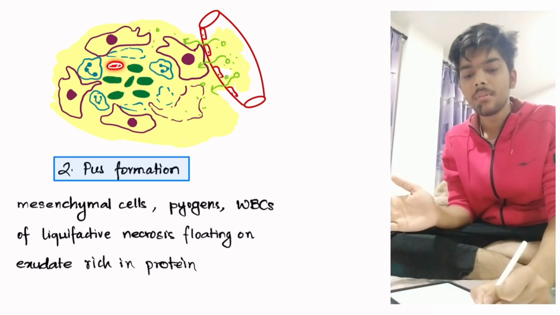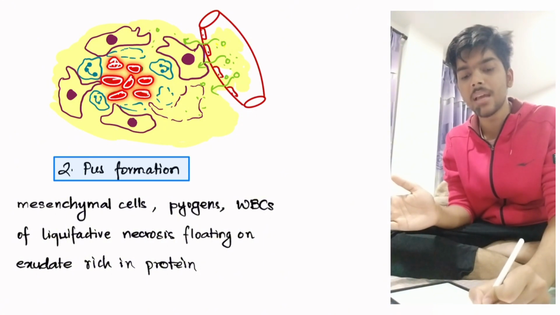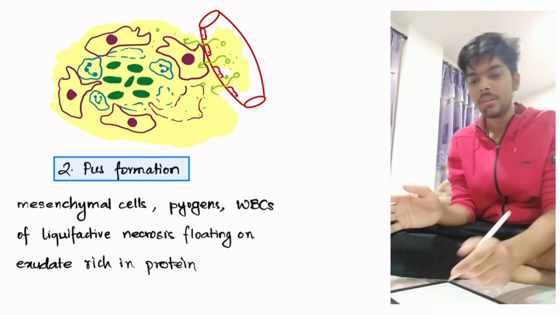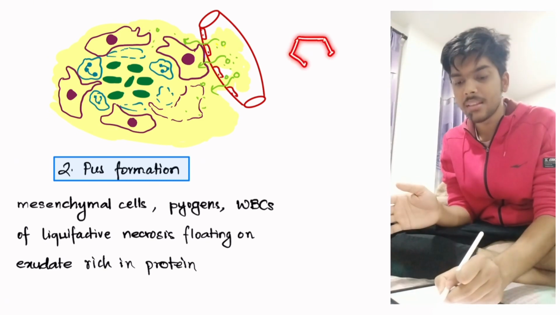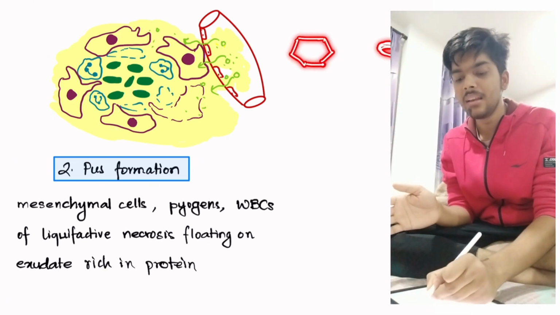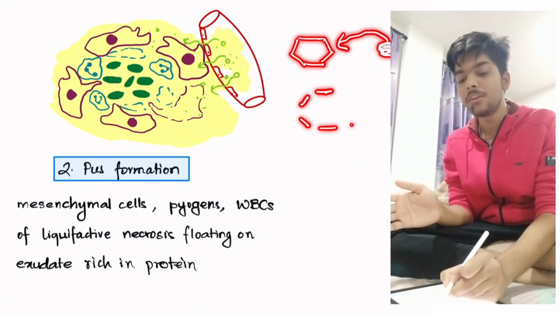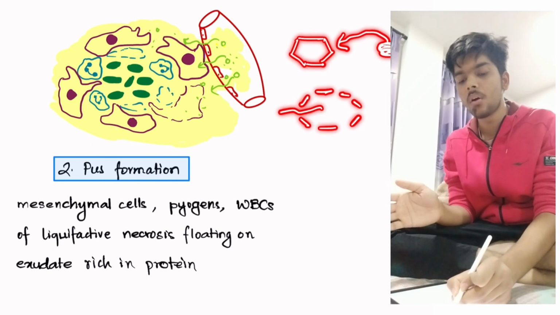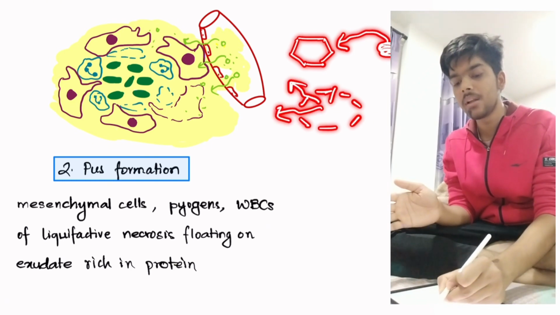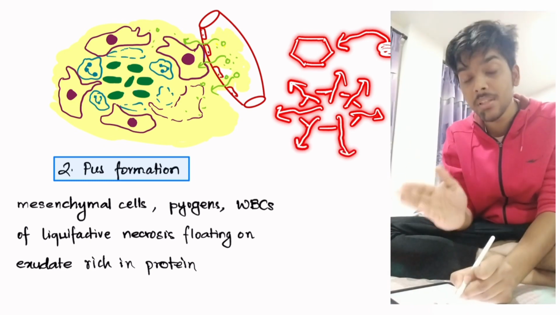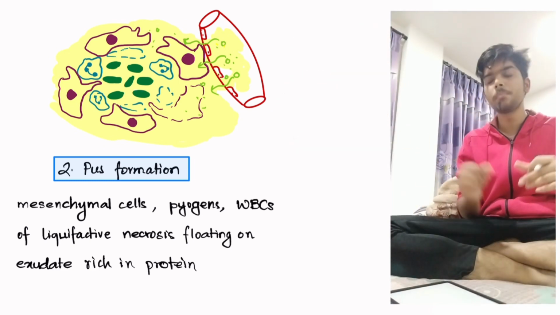The bacteria, or the pyogen, secrete destructive enzymes. These destructive enzymes destroy the architecture of the mesenchymal cell. Initially, the mesenchymal cell is like this. Once the bacteria releases destructive enzymes, the wall gets destroyed and the cytoplasmic content within the cell comes out. The cytoplasmic content within the mesenchymal cell, that is the cell of the bone, comes out.